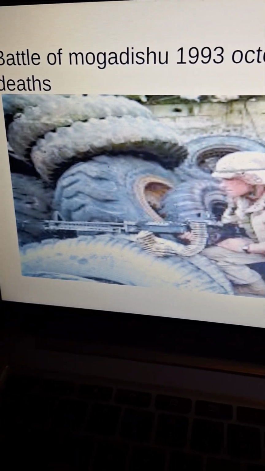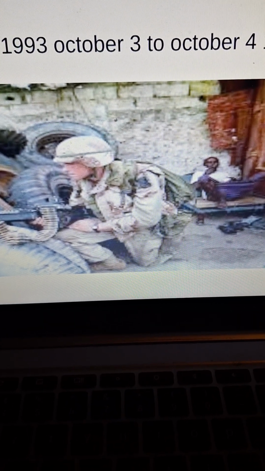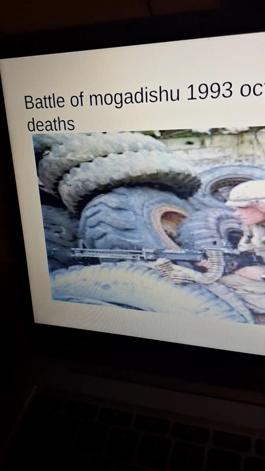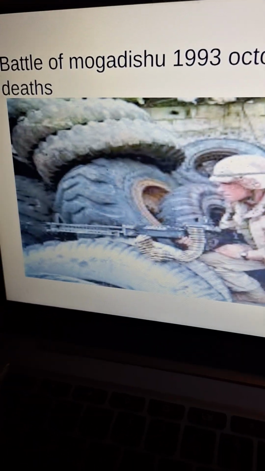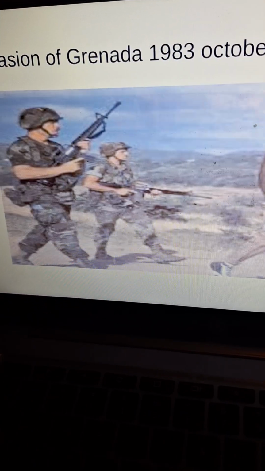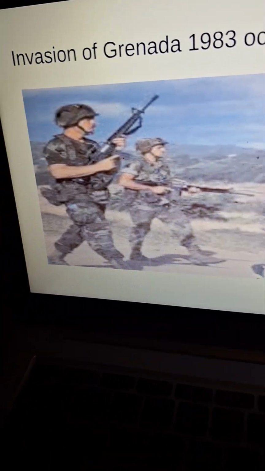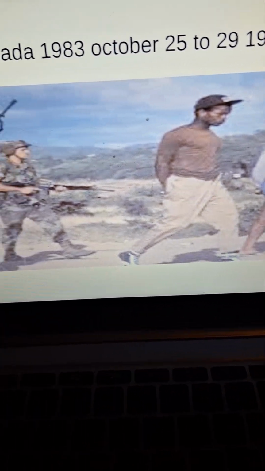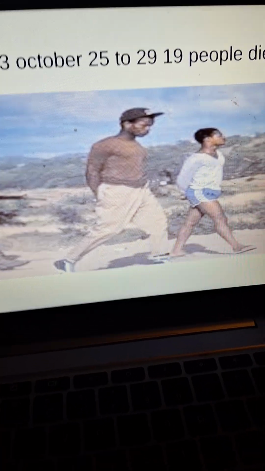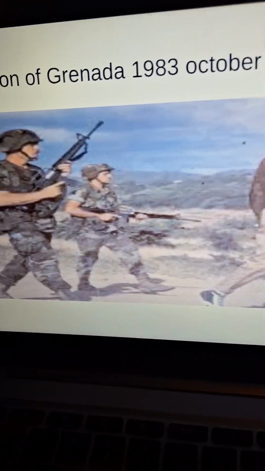The Battle of Mogadishu. This is like, I think, in the Somalia Civil War, I think. And it's from October 3rd to October 4th, 1993, and 18 Americans died. A picture, yep, and there's a picture. And then the invasion of Grenada, October 25th to 29th, 1983, 19 Americans dead. Yep, picture.